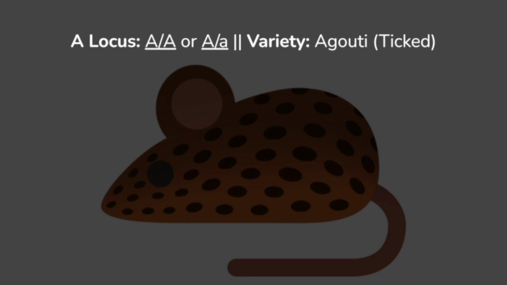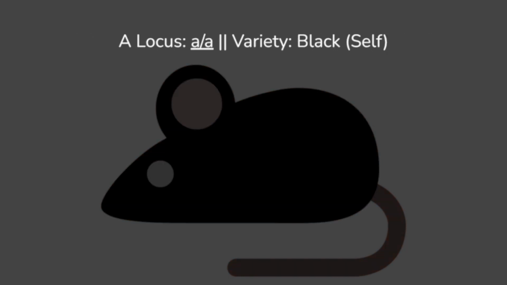Start off with agouti. It can be two capital A's, or it can have a smaller a. This means that it's two copies of agouti or one copy of agouti and one copy of black, because agouti is a dominant mutation, and then black is just two small a's.